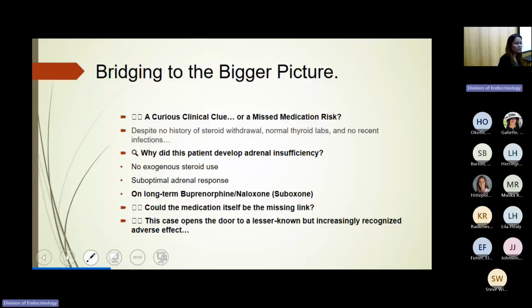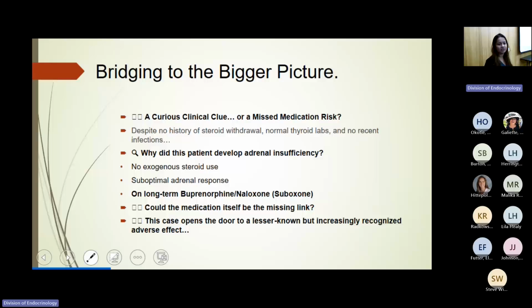So let's bridge to the bigger picture. Is it a curious clinical clue or a missed medication risk that we're talking about? Despite no history of steroid withdrawal, normal thyroid labs, and no recent infections, why did this patient develop adrenal insufficiency? No exogenous steroid use in the past, and a suboptimal adrenal response on our dynamic testing. But the patient was on long-term Suboxone, a combination of buprenorphine and naloxone. Could this medication itself be a missing link?